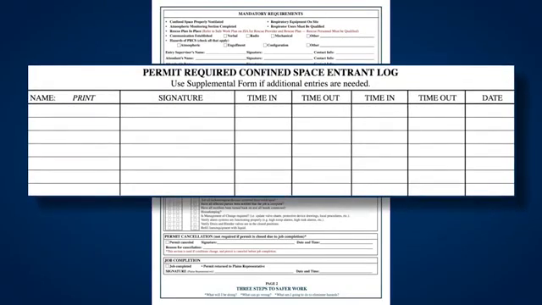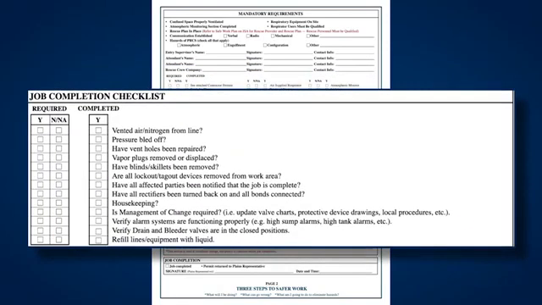It is very important to have each attendant print and sign his or her name in the entrant log, noting time in and time out, as well as the date before entering the confined space. Don't forget to go through the job completion checklist to verify whether all items listed are required for this project or not. If they are, you must come back to the permit and verify that the required items have actually been done by checking the box in the completed column.